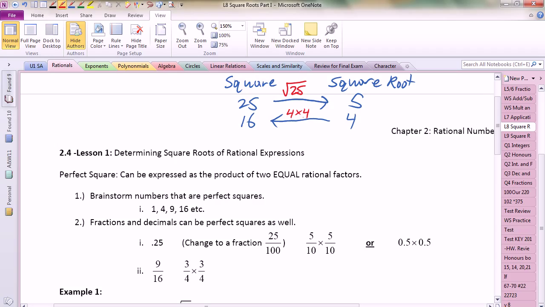Okay. So what you have to make sure is that a perfect square, like 25 and 16, is the product of two equal rational factors. So 4 times 4. For example, 3 times 3, what's the product of 3 times 3? 9.